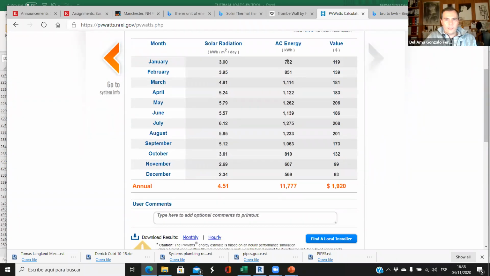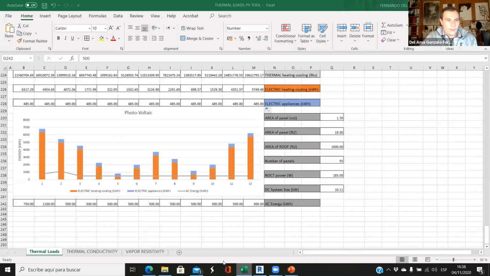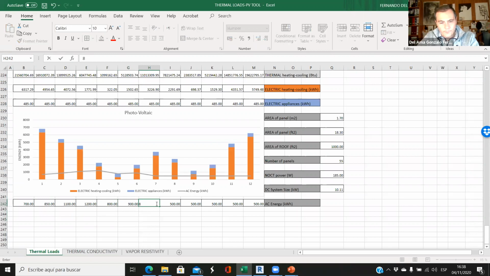Okay, so those are the results. So this is 700, 800, 1000. So here you can type 700, 850, 1100. This is 1200, and this no, 800. Whatever numbers we can get from the PV Watts.